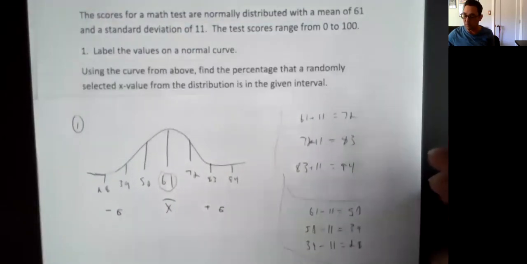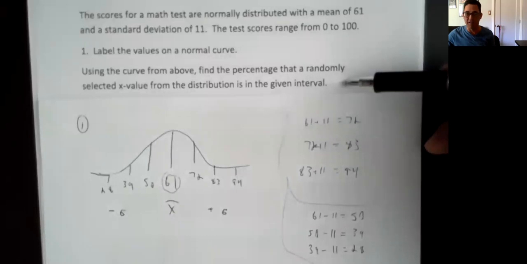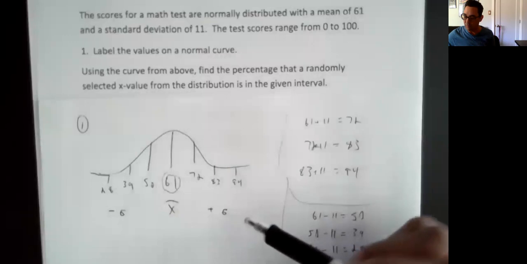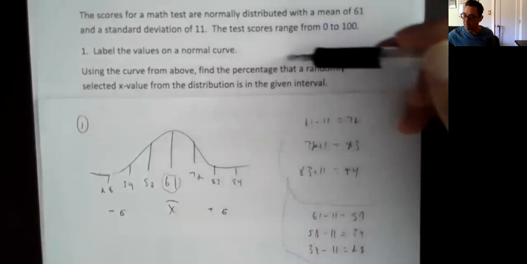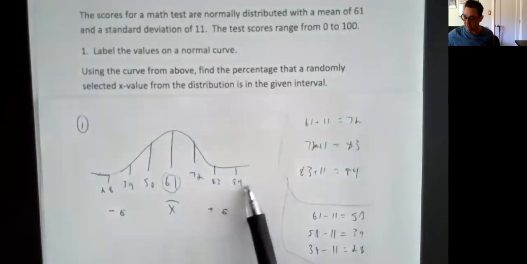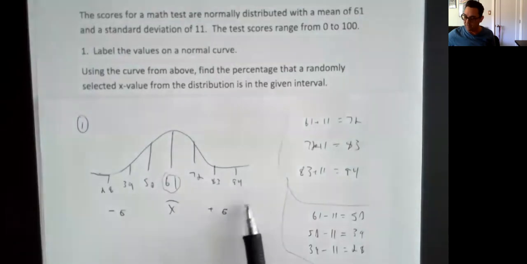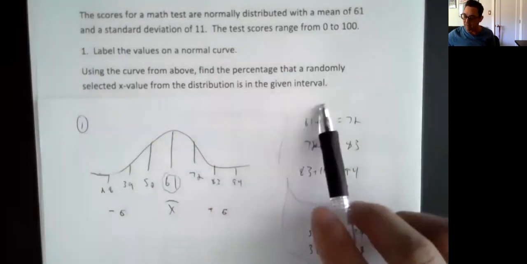So let's move to number 2. Now, we're doing some scary directions, but don't worry. It's just kind of there to cover all the bases and make sure we're only doing the special case. Using the curve from here, find the percentage that a randomly selected x value. These are my x values. So I'm going to pick one at random from the distribution. That means from this list, not some other list, is in the given interval.